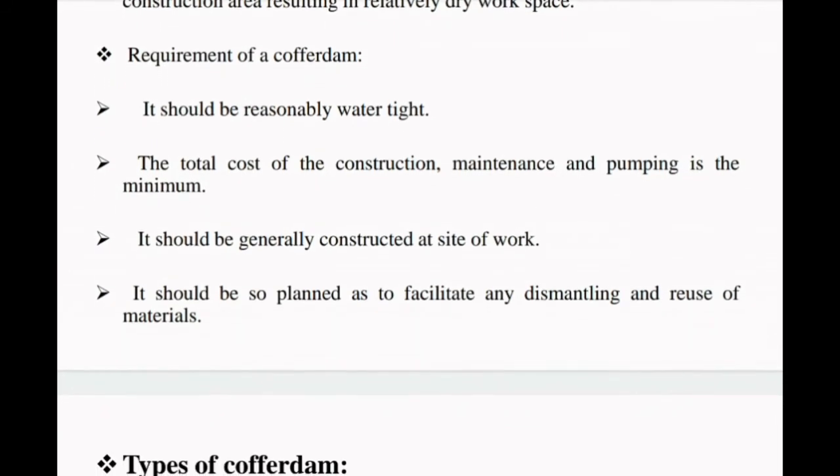It should be planned so as to facilitate the dismantling and reuse of the materials. As the material is to be reused, it should be well planned and facilitated.